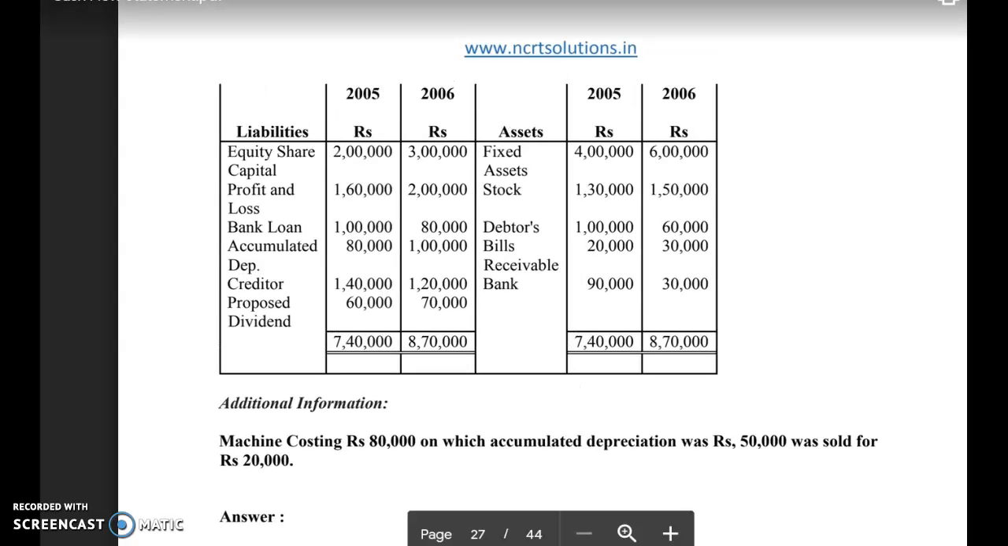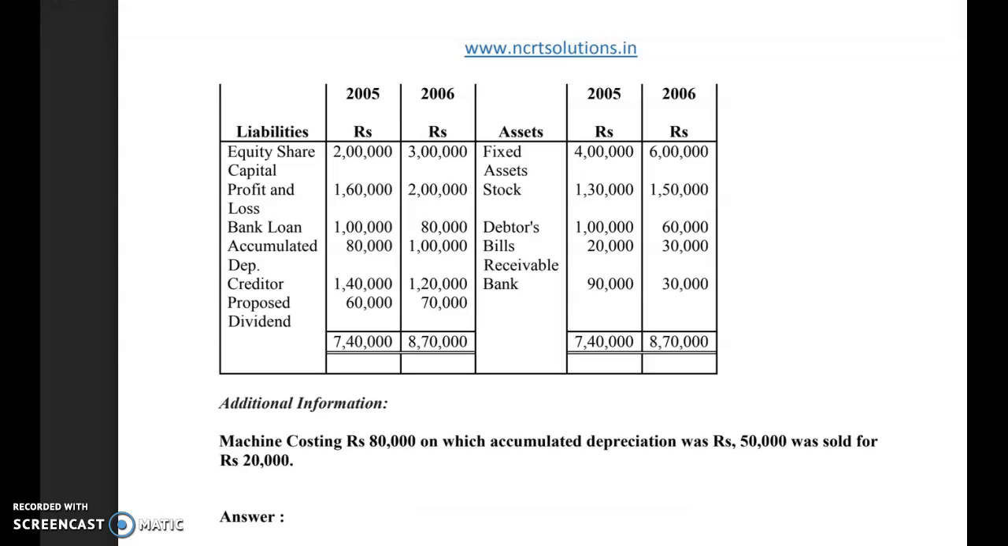Now come across a very important information which is given here. That is, the proposed dividend of last year is given as 60,000 and of the current year is given as 70,000. In my previous video, I told you how to adjust or treat the proposed dividend or the amount of provision for dividend. Current year total provision will be added back to the net profit while calculating cash from operating activity, and the last year total amount will be shown as an outflow of cash in which activity?